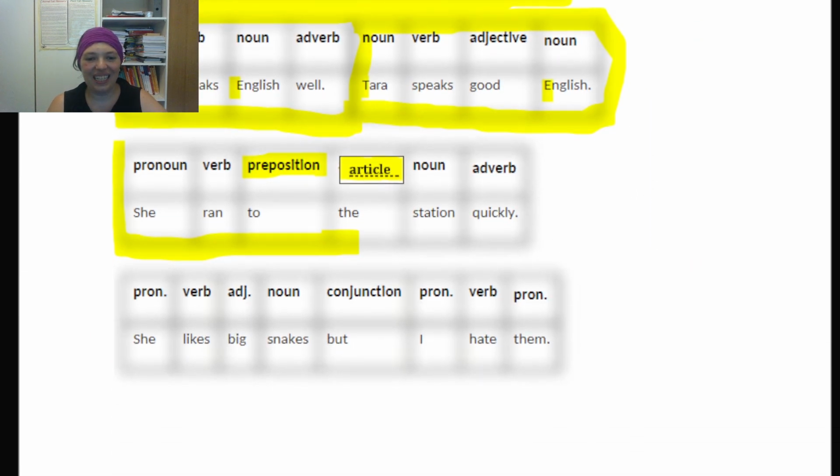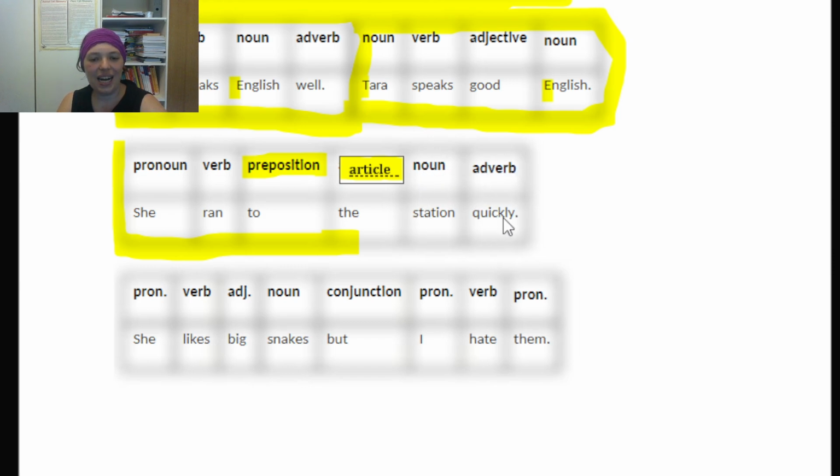Okay, let's go on here. So she ran to the station quickly. Okay, so we have the, and now the yellow won't come back. Okay. So personal pronoun, verb, preposition, article, common noun, adverb.